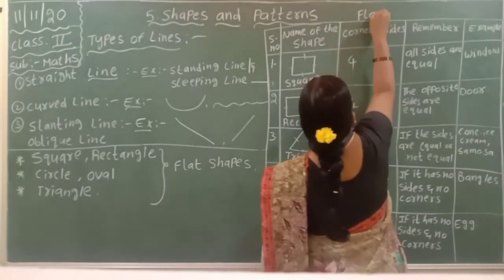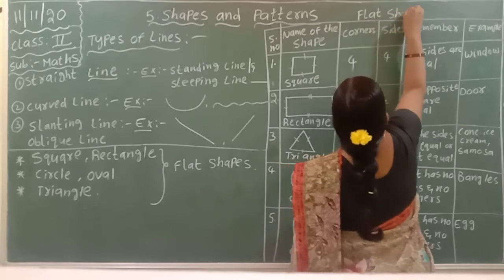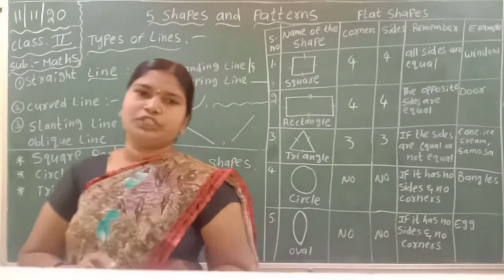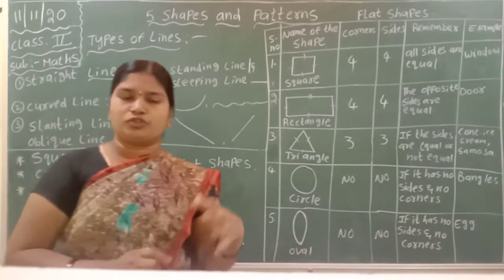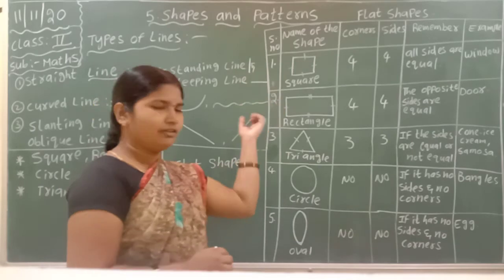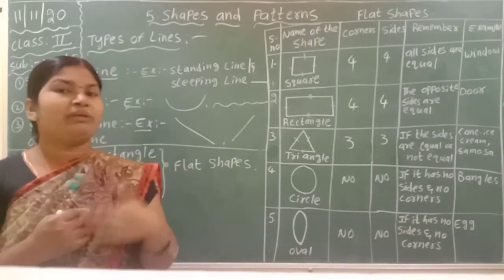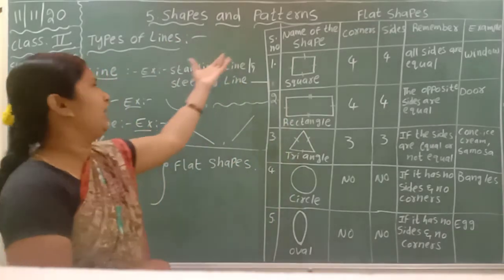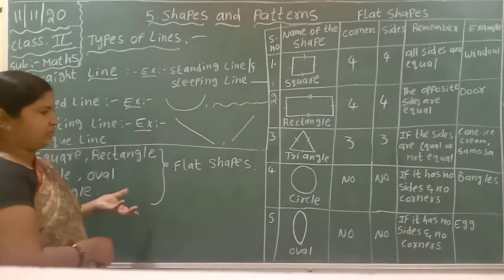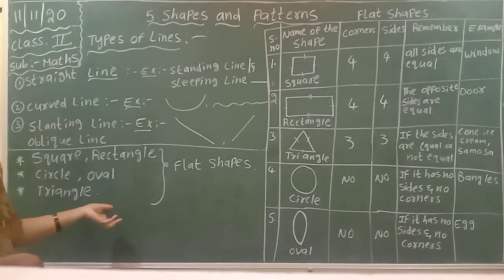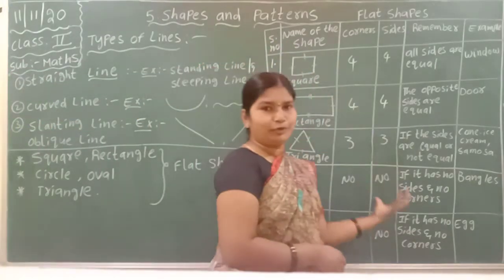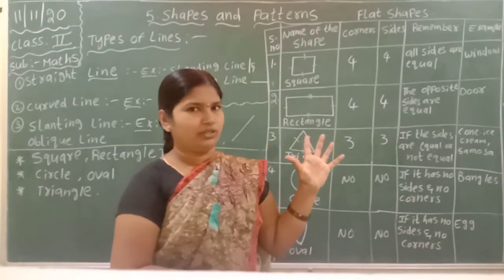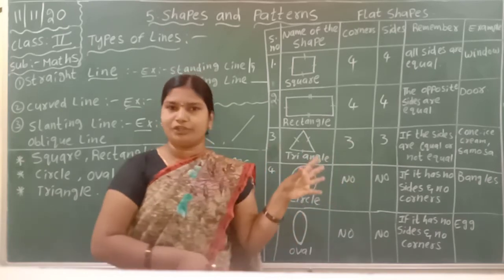These are all known as flat shapes. Okay. So, what you have to do first? Before starting this, you have to read this all once. Then, take your maths notebook. Write down date and day, topic name and types of lines. After this, flat shapes. This table also you have to draw in your notebook. Definitely I will check when you are coming for correction. Okay. If you are not writing, I won't give the marks.